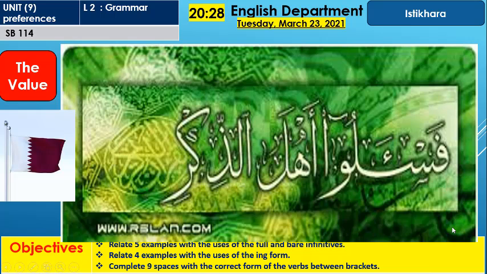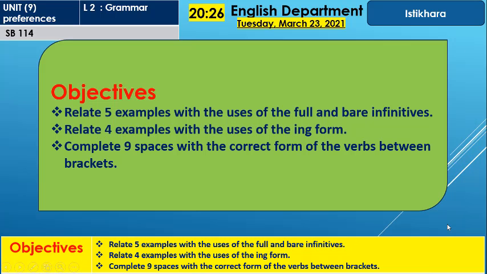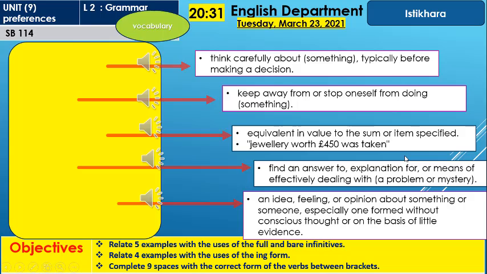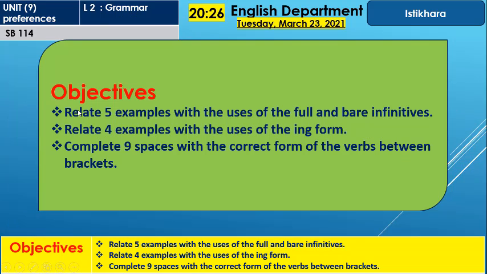And now, let's define the objectives of today's lesson. We aim to relate 5 examples with the uses of the full and bare infinitives. We want as well to relate 5 examples with the uses of the ing form, and by the end we want to complete 9 gaps with the correct form of the verbs between brackets. Ready?